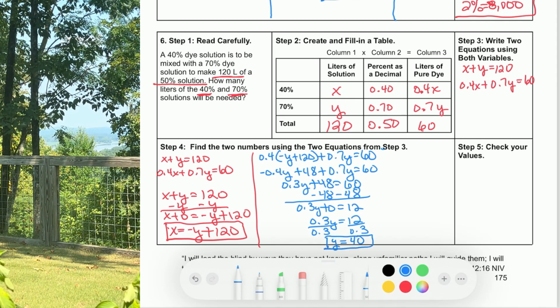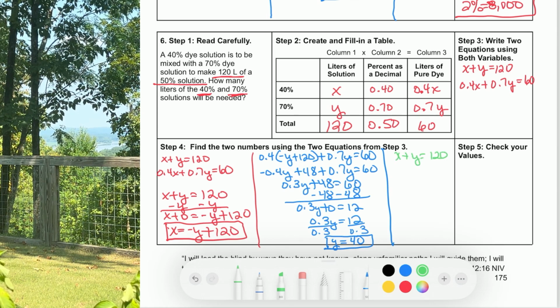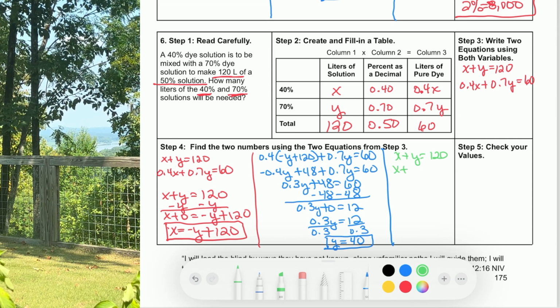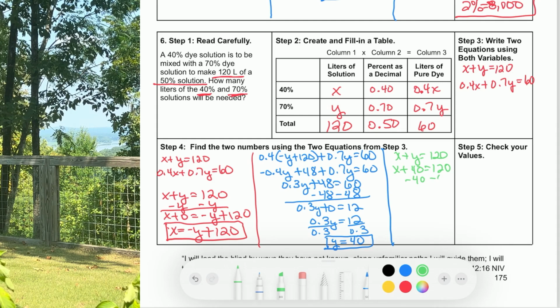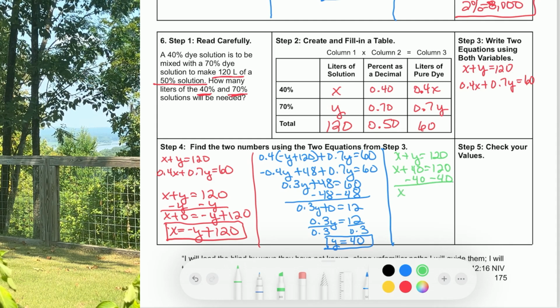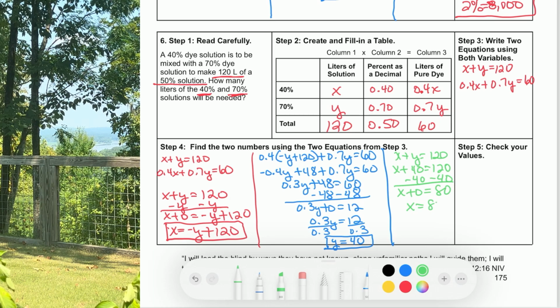I'm going to use that to find my other value. So x plus y equals 120. Plug in my y value. Subtract it from both sides. I get x plus 0 equals 80. So my x equals 80.